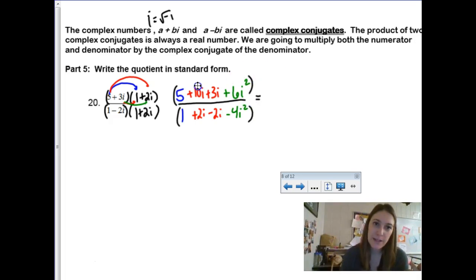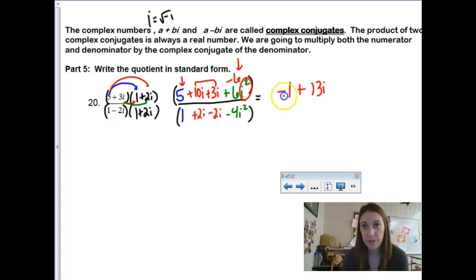So remember, we're going to add these i's together, so these are going to become 13i. But we also have to remember that i squared is really a negative 1. So 6 times negative 1, this term is really a negative 6. So now we're going to combine this 5 and this negative 6 together. And we're going to get negative 1 for the real part, plus 13i. So there's my numerator once I simplified.